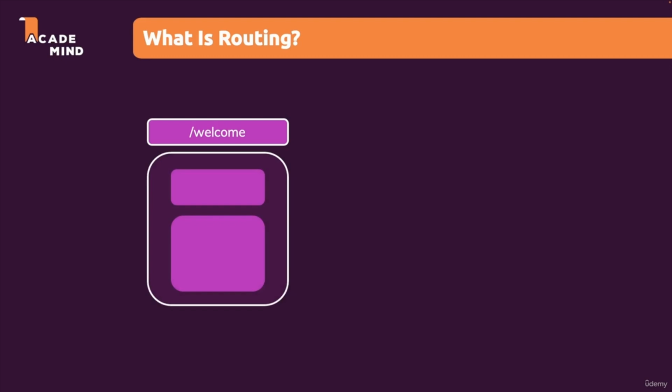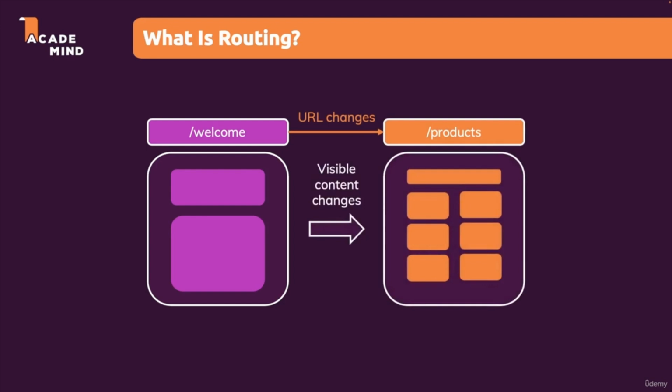And if you then type a different URL into the browser address bar, or if you click a link that changes the URL, for example to /products, a different page gets loaded. So the visible content of the website changes. That's what routing is all about. Different URL paths load different content on the screen.